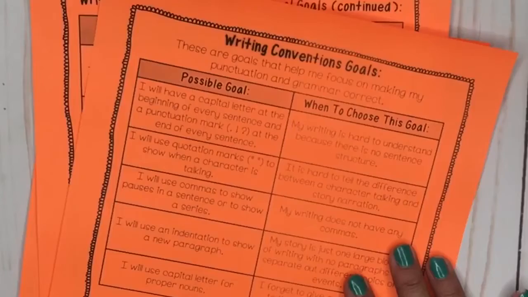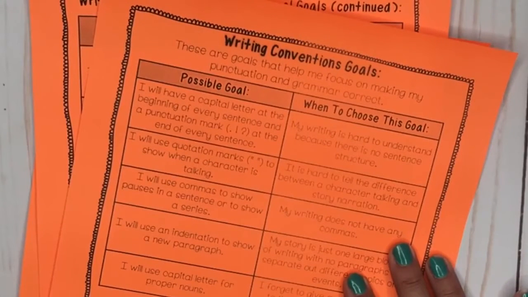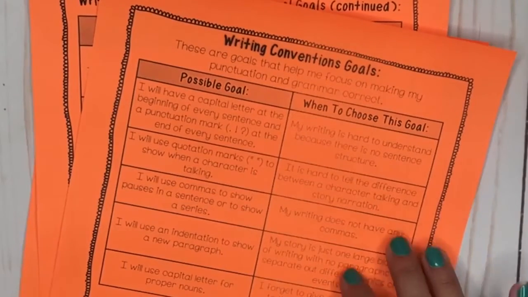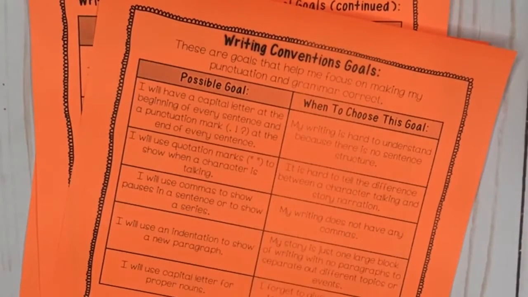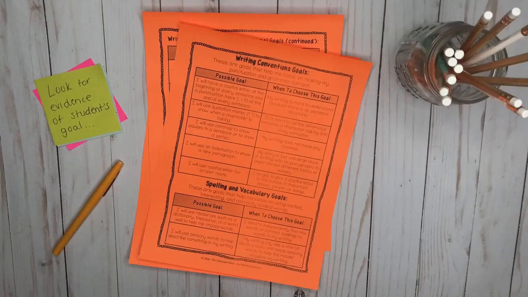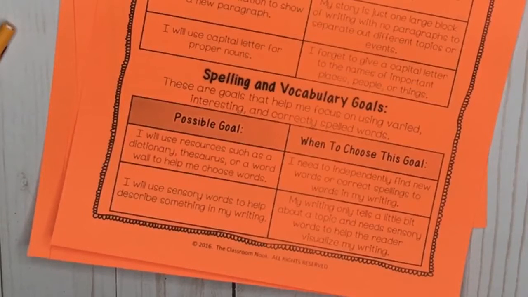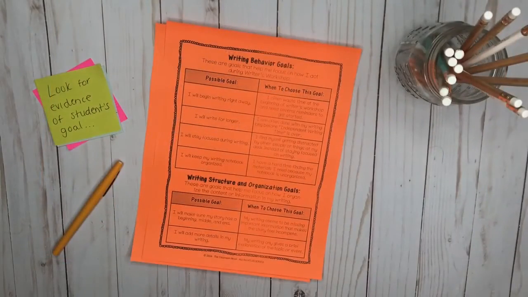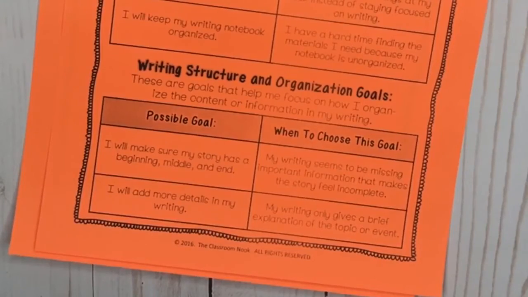There's also writing convention goals. These are goals simply focusing on making sure that they have correct punctuation and grammar. Things like capital letters, quotation marks, indenting a paragraph, capitalizing proper nouns, and so on. There's also spelling and vocabulary goals that help students focus on using varied, interesting, and correctly spelled words in their writing. There's writing structure goals, and these are goals that help students focus on the actual organization of the content, making sure they have a beginning, a middle, and end, adding details, adding dialogue, things like that.